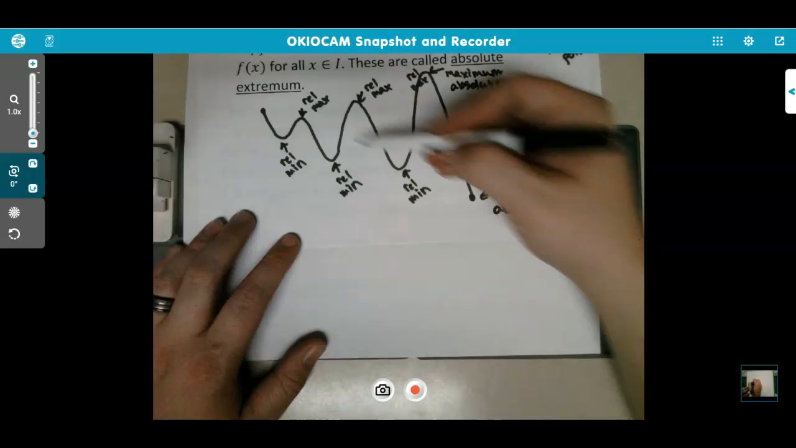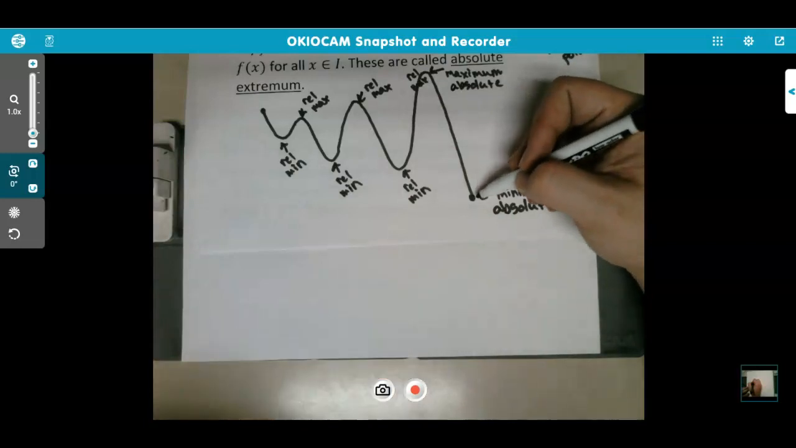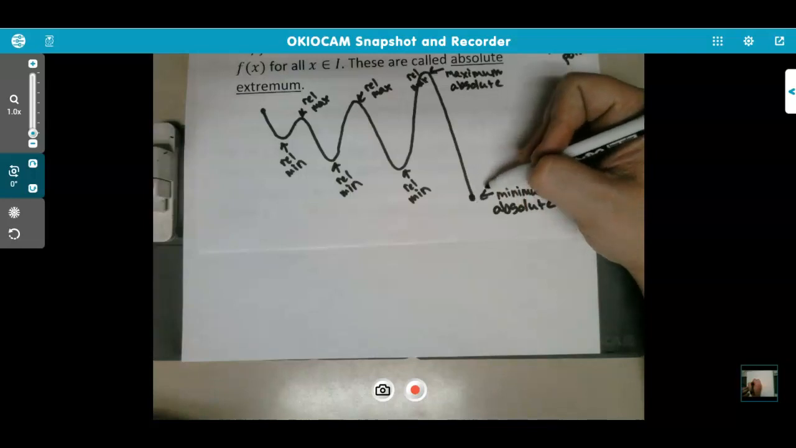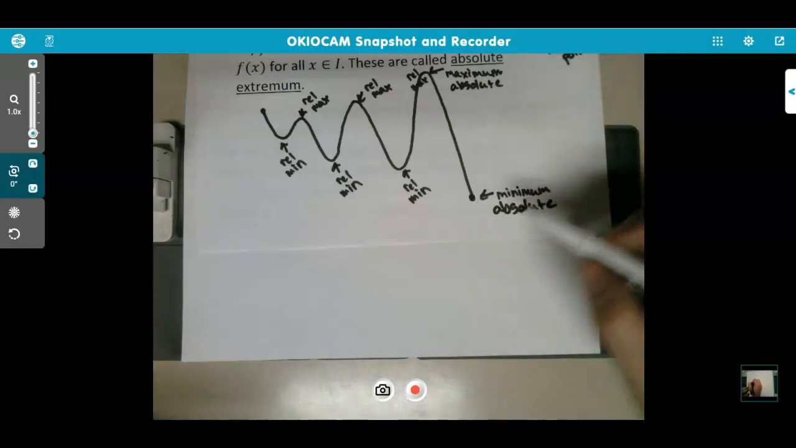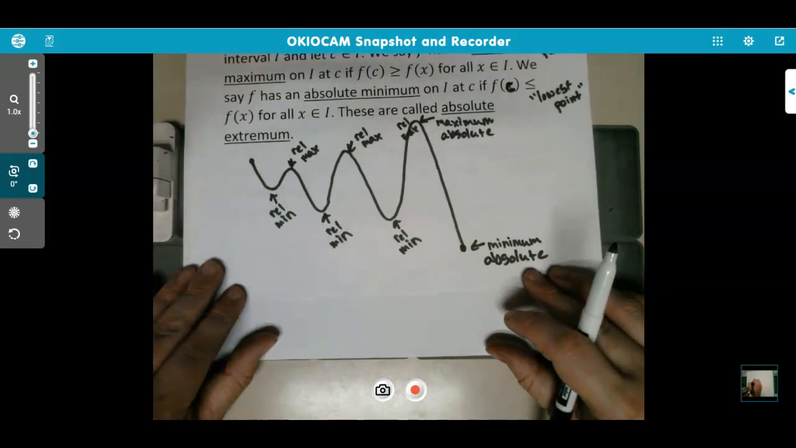Okay? But I can't call this a relative minimum, because it's not a trough. It doesn't swoop up, right? So this is just the absolute minimum here. Okay? So let's see what I notice about each of these points here.